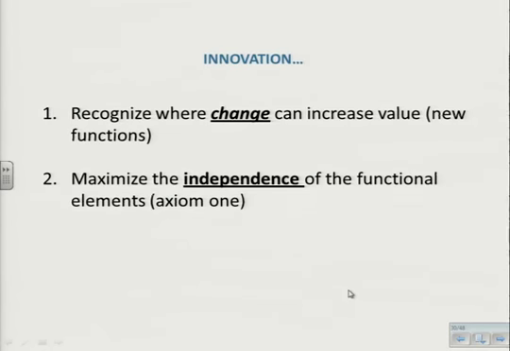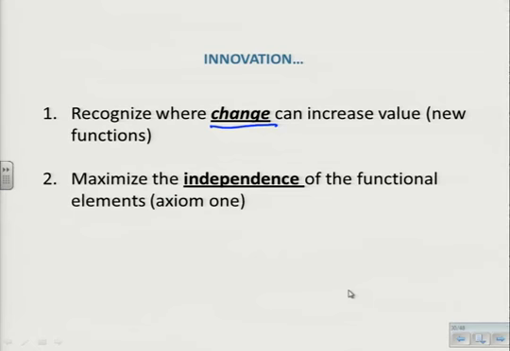All right, innovation. How do we innovate? Well, change is important. Where can change increase value? What can I do to change something? What new functions could I put in that would increase the value of what I'm working on?